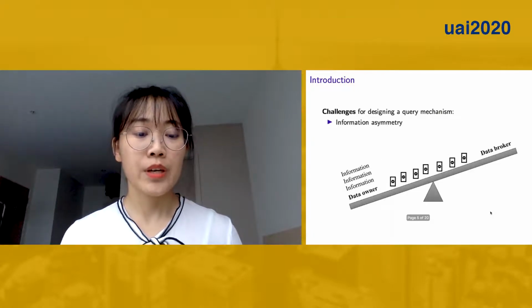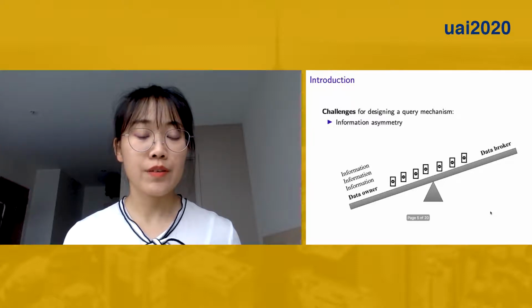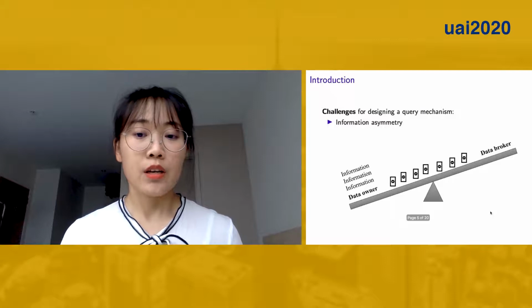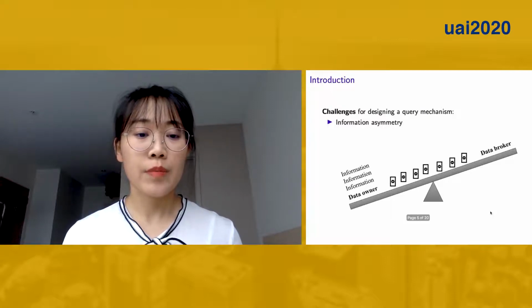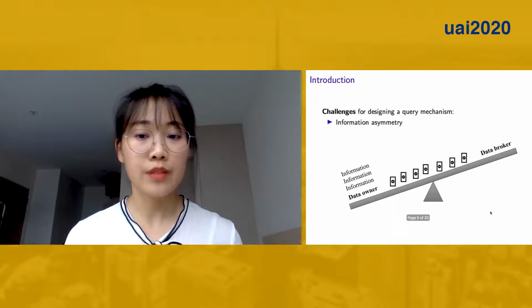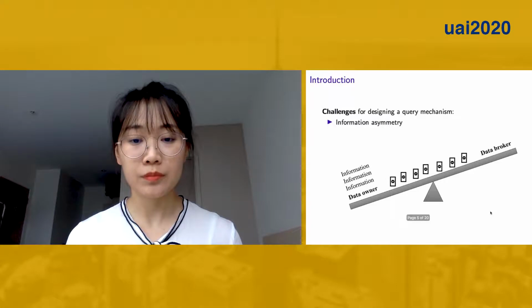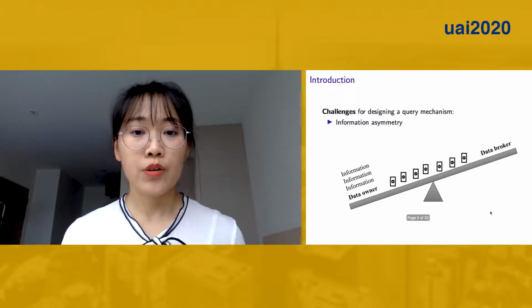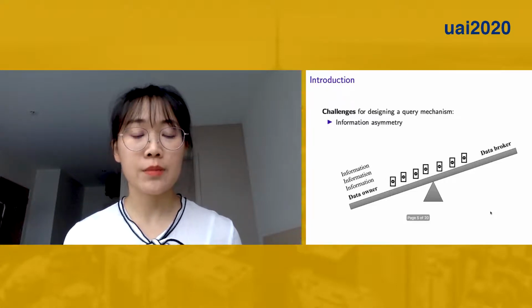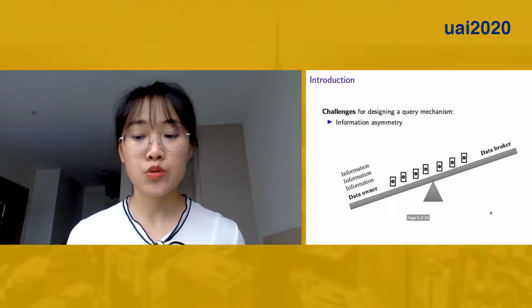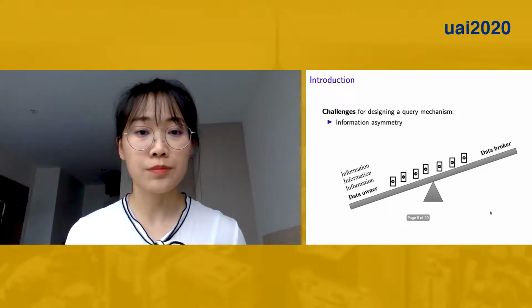At last, each data owner has a valuation for its private data, which is known by the data owners themselves, but hidden from anyone else. It is known as information asymmetry. So the query mechanism has to provide some incentive in order to reveal the true valuation of data owners.